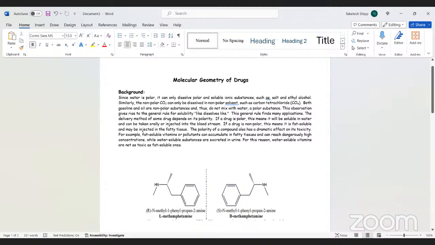So if you think about drugs and their ability to be polar, this means that it will be soluble in water and can be taken orally or injected into the system. If you think about certain drugs that you can take by mouth, they'll dissolve when you drink it with water. That's right, number 19. Like polar dissolves with polar. That is correct.